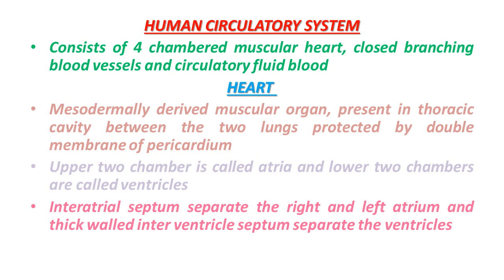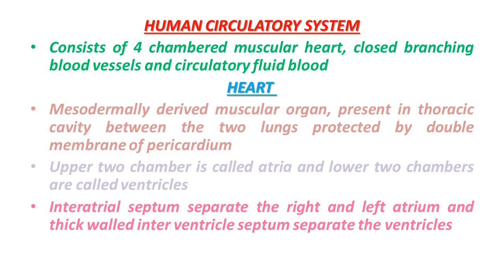Now let's discuss the structure of the human heart. The human heart is a mesodermally derived organ. You have studied the three germinal layers, endoderm, ectoderm and mesoderm, so we can say it's a mesodermally derived organ. Where is its exact location? It is situated in the thoracic cavity in between the two lungs. So that is the position of the heart in the human body.